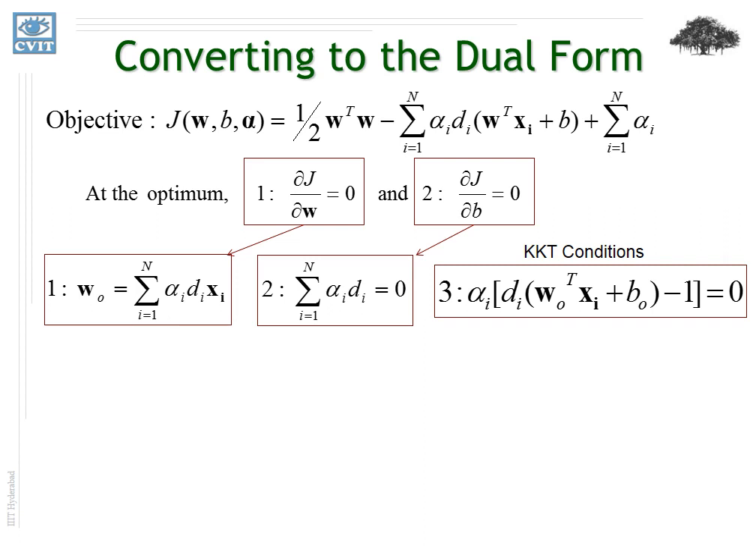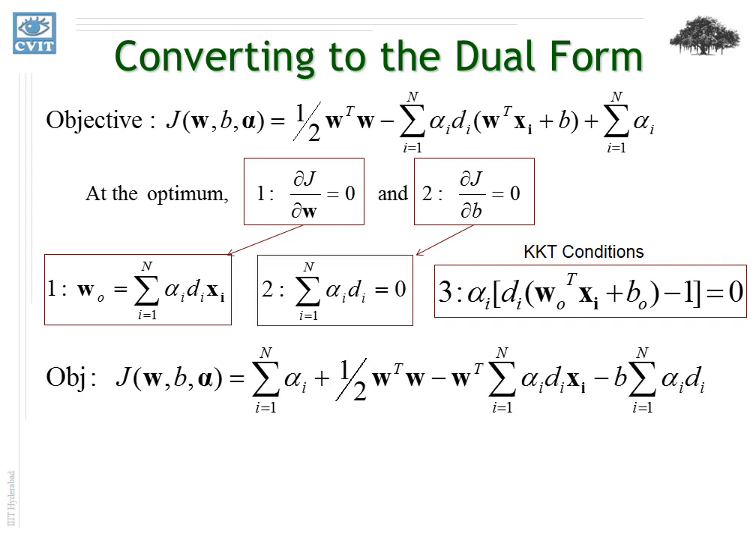Now let's take these conditions that we derived, 1, 2, and 3, and substitute them back into the objective function J. If we expand it with a little bit of manipulation, you can see that J of w, b, alpha is equal to the sum from i equals 1 to n of alpha_i, which is exactly the same as the third term before. Then you have the second term, which is the same as the first term before, half of w transpose w. Now the third term in this equation J is actually the second term from before, but expanded a bit.